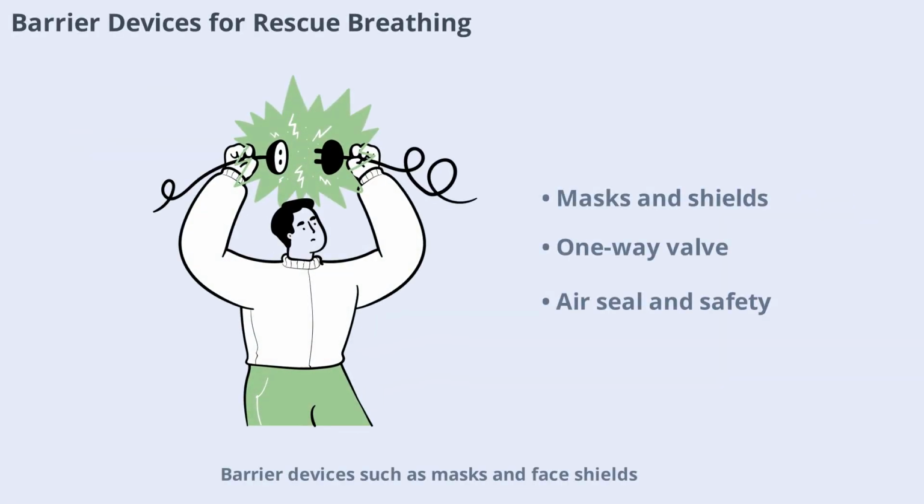Barrier devices, such as masks and face shields, are used during expired air resuscitation to protect the rescuer. Most masks have a one-way valve to prevent exhaled air from entering the rescuer's mouth. The device should have low resistance for gas flow to avoid fatigue.